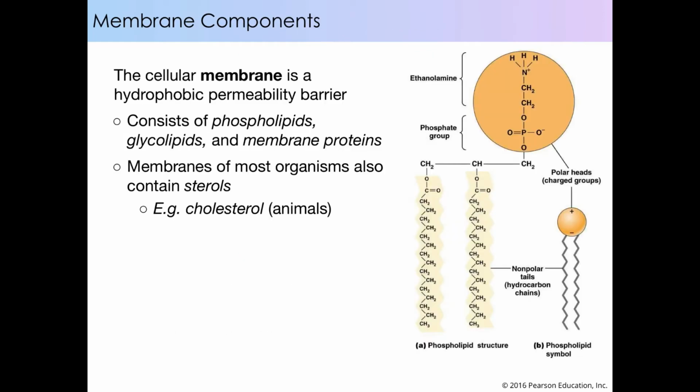The cellular membrane is composed mostly of phospholipids, but it also contains glycolipids, which are lipids that have sugars attached to them, proteins, glycoproteins, and sterols, with the exception being bacteria, which do not have sterols in their membrane. In animals, the sterol present at the cell membrane is cholesterol.